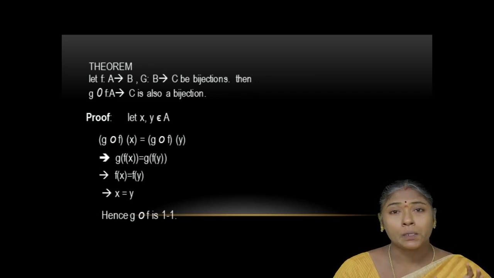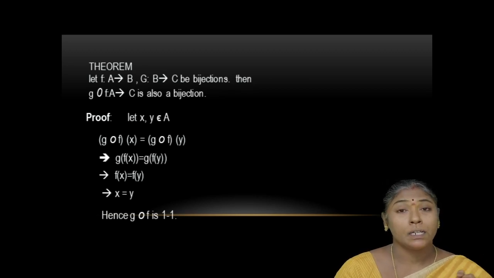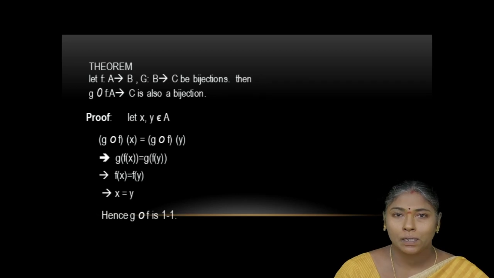So நம்ம என்ன எடுத்தோம்? g circle f of x equal to g circle f of y னு எடுத்தோம். என்ன ப்ரூவ் பண்ணிருக்கோம்? x is equal to y னு ப்ரூவ் பண்ணிருக்கோம். Which implies g circle f is a 1-1 function. So 1-1 ப்ரூவ் பண்ணியாச்சு. Next you have to prove that it is an onto function.